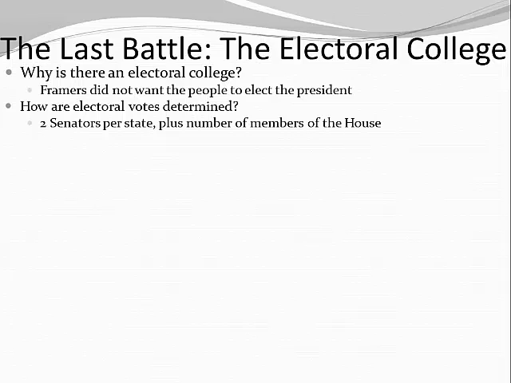Each state is guaranteed a minimum of 3: 2 for the senators, plus 1 for each member of the House. And even the smallest states have 1 member of the House. So that's at least 3 that they will have.